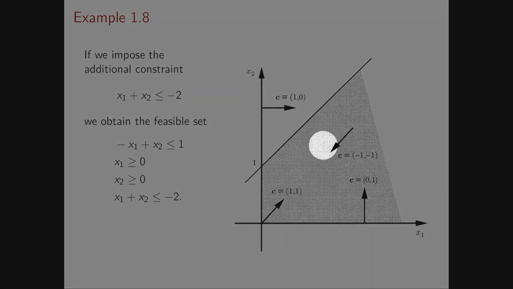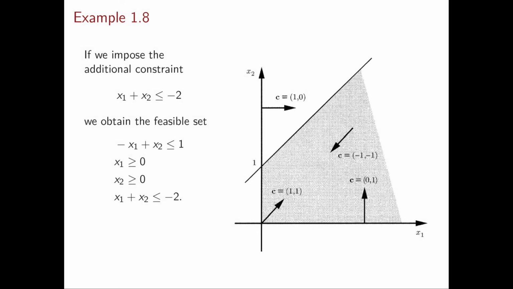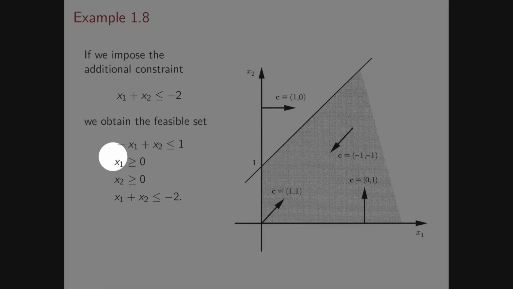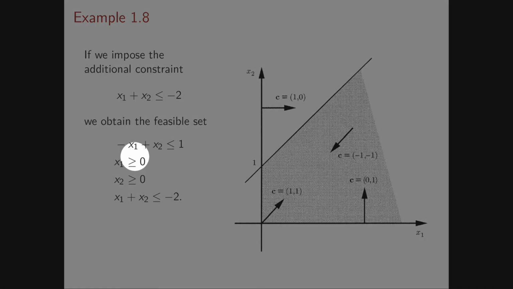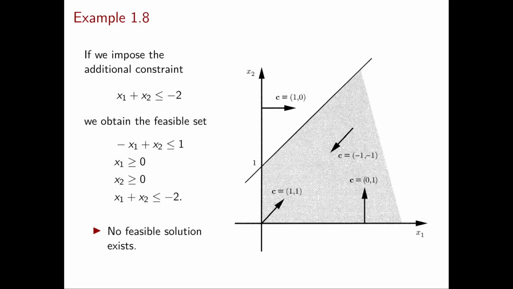So on the right here I still have the picture of my old feasible region, and the new inequality, if you think about it for a minute, will give me a line somewhere like here, and the set of points that satisfy the inequality will be the set of points that is below this line. Therefore, no feasible solution exists to my new linear programming problem.